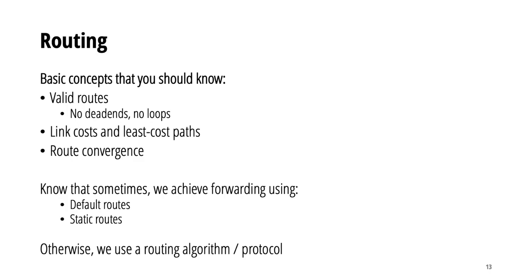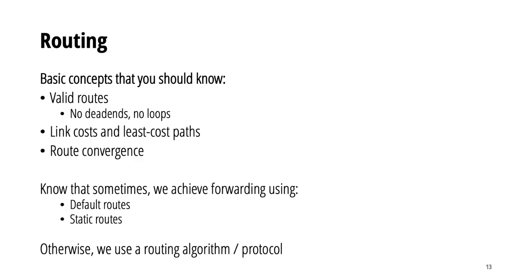You should know that sometimes we achieve forwarding other ways, like default routes and static routes. Static routes are when a network operator goes in and manually configures a route that says, for this destination, go out this port. Why do they do that? Because, for example, you need to know where your destination host is connected to the router. And we said destinations don't participate in routing. So how does a router know where the destination is? Because we put in a static route.